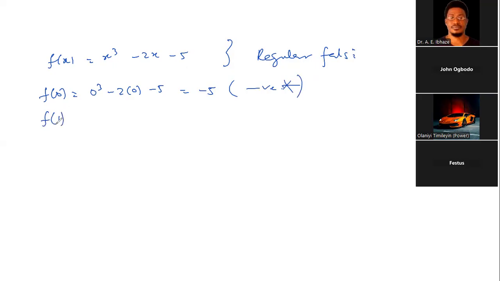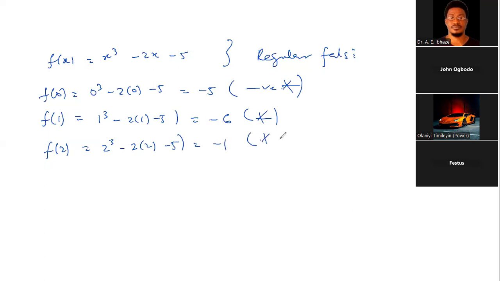So let's try 1 cubed minus 2 times 1 minus 5. What do we get here? This would be minus 6, right? Yes, 1 minus 2 minus 5 is minus 6. This is also a red flag, so we keep going. f of 2 is 2 cubed minus 2 times 2 minus 5. This gives us negative 1. Okay, we are getting close to 0, so I think there's hope.